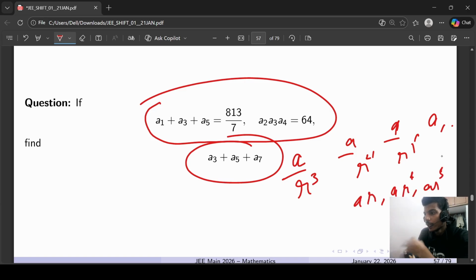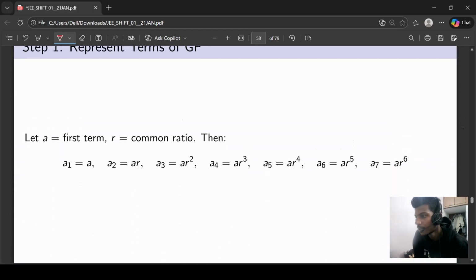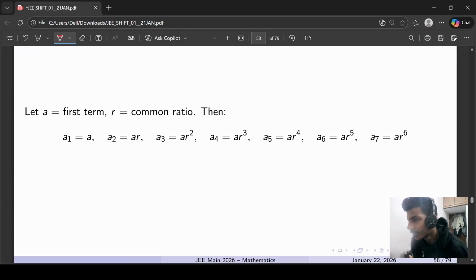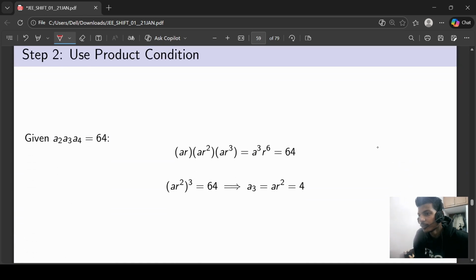but in case you forgot this, I have solved this for this case. Okay, simply taking A1 as A, A2 as AR, A3 as AR square, A4 as AR cube. As per the first condition given, A2 multiplied with A3 multiplied with A4 is 64, right? So I simply substitute the values of A2, A3, A4. This is the thing I will get by multiplication.